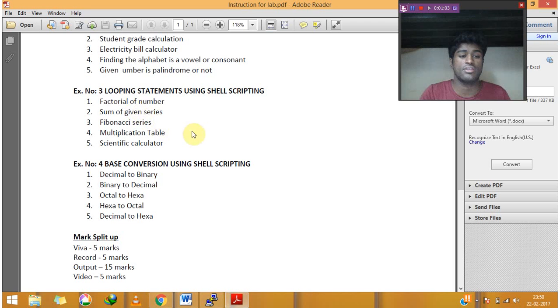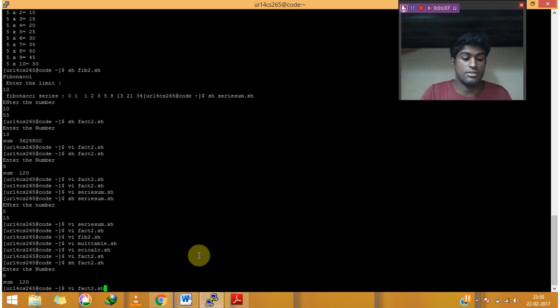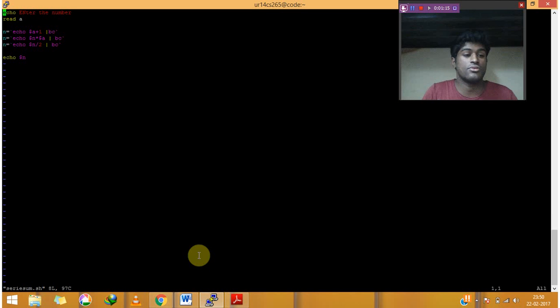The next question is the sum of a given series. For the sum of a given series, either we can go from 1 to 2 to 3, or there's a shortcut method which I will show you. Here I'm just taking a number and adding 1 to it, then multiplying it with the number, then dividing it by 2.